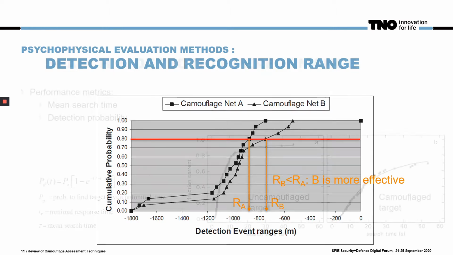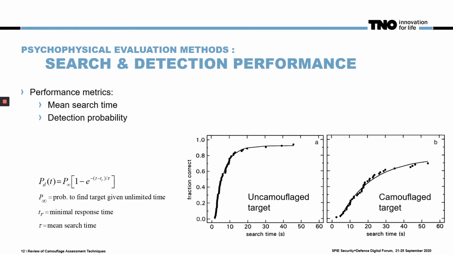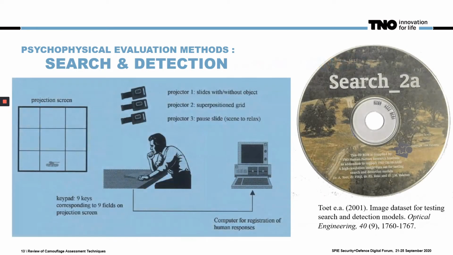is detected. The outcome of a search experiment is typically modeled by an exponential function describing the probability of detection as a function of time. Effective camouflage measures increase the mean search time and decrease detection probability.